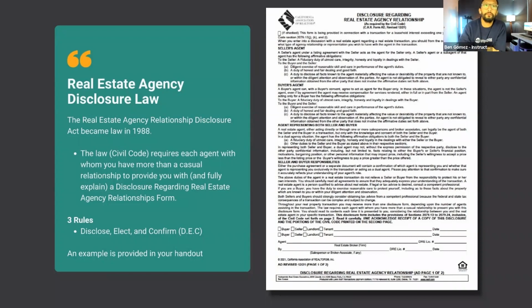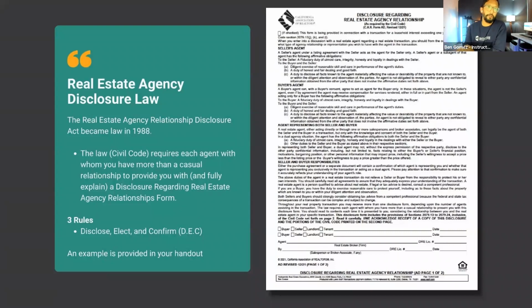Who are they? Are you the buyer? Are you the landlord? Are you the seller? Are you the tenant? You choose a box and you sign your name. Me, the agent, or your agent, will disclose the brokerage, the license numbers, and their names. This is the disclosure regarding real estate agency relationship. And this became law in 1988. And this is the civil code that just states that we have to disclose in writing who we are representing in a transaction.